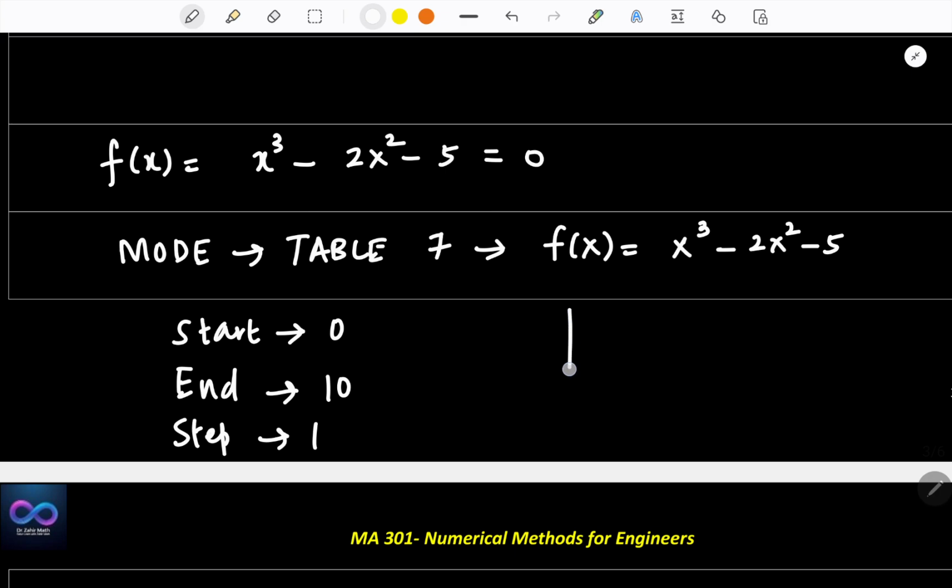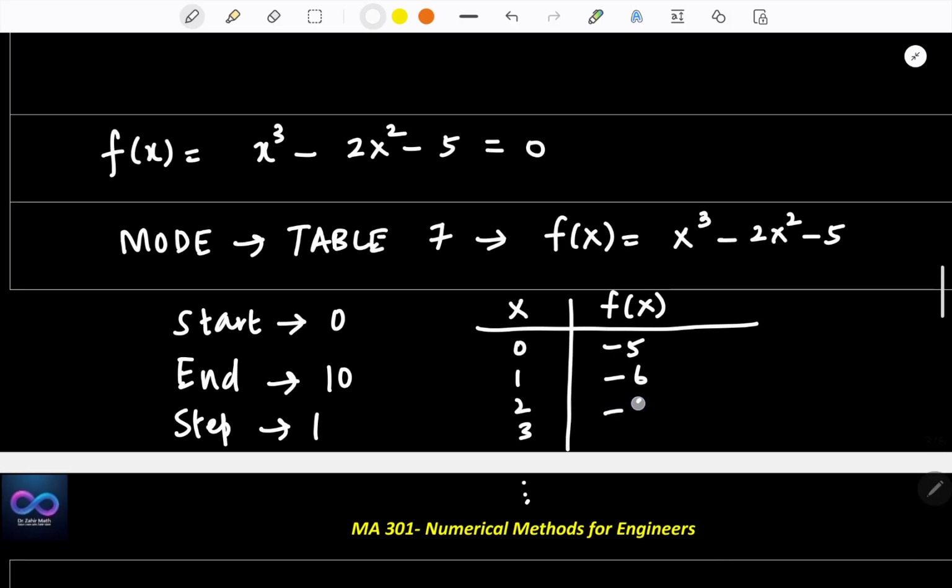You will get a table, x and f of x. Right. This table is very important because you need to check where the change of sign is coming. So you will get 0, 1, 2, 3, something like that. It will keep going, right? And when you put 0, you will get minus 5. When you put 1, you will get minus 6. Then 2, it is minus 5.